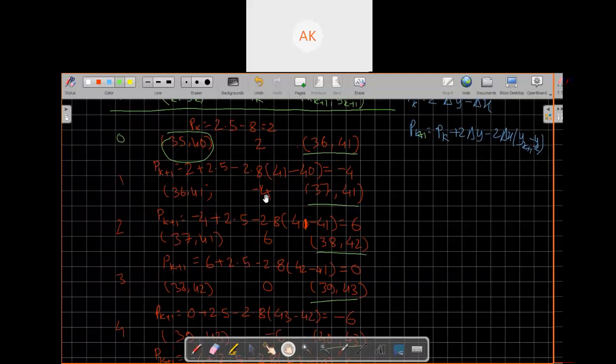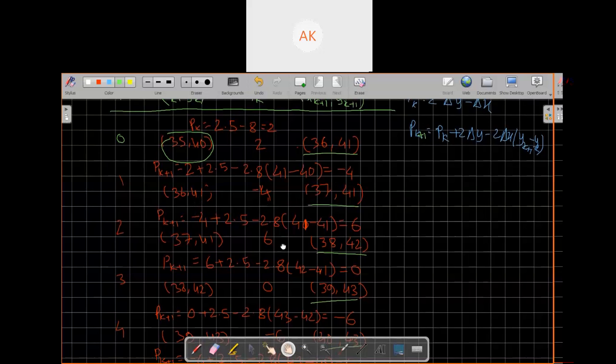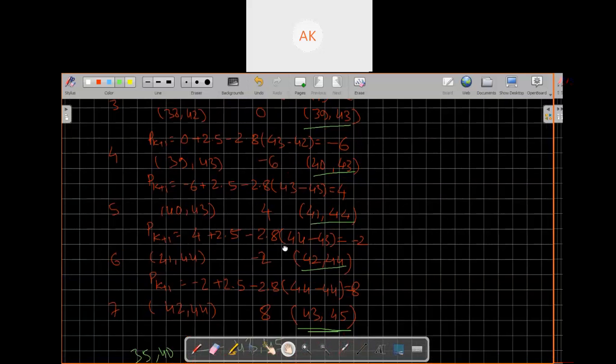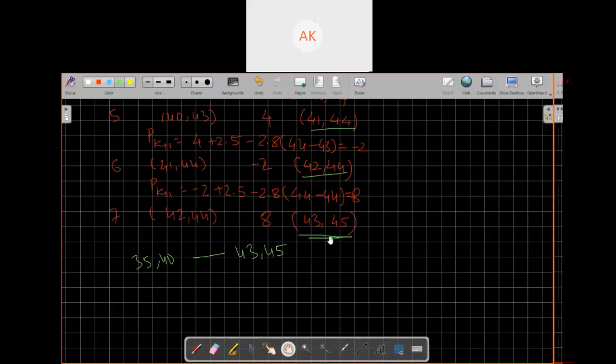The next coordinate: when your value is less than or equal to 0, your xk will move by 1, means 36 plus 1, 37, and when your value is negative, yk will stay the same, means 41. Okay, so calculate all these points till you reach the last point. This is the end point.